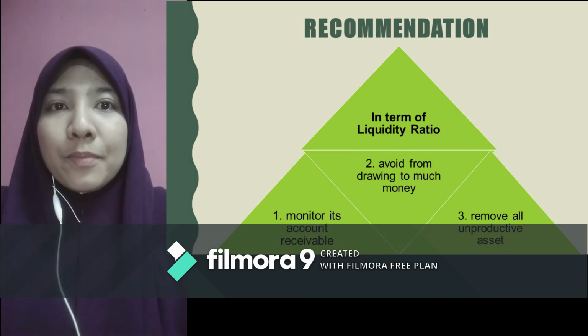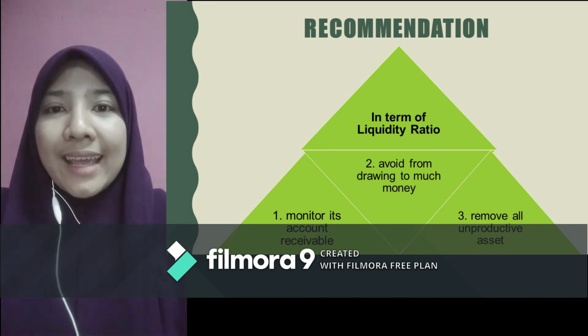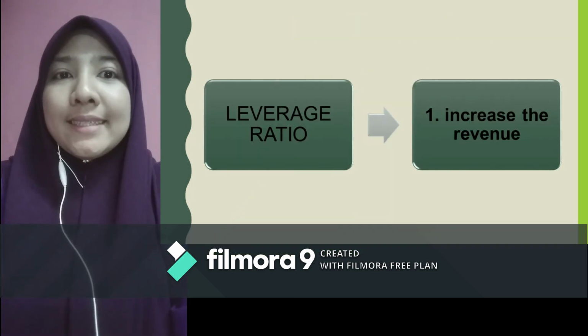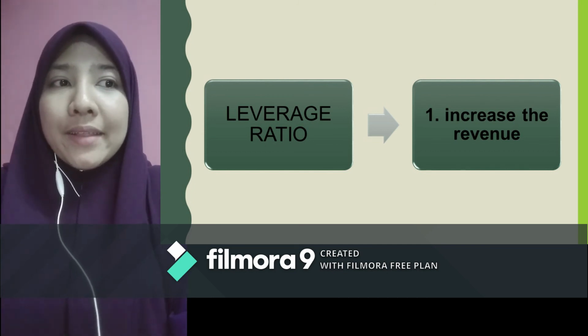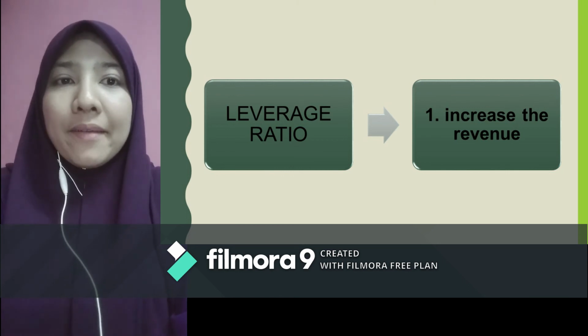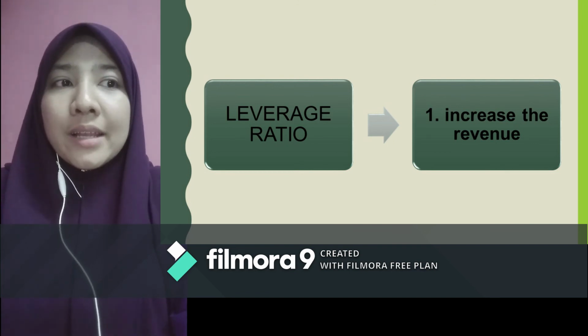Then remove all unproductive assets. They have to keep the assets that can be converted into cash easily, like building, vehicle, cash in hand and cash in bank. Third is my suggestion for the company in terms of financial leverage ratio, where they can increase the revenue by raising the price, increasing the sales and reducing the cost. The extra cash generated can be used to pay its existing debts.